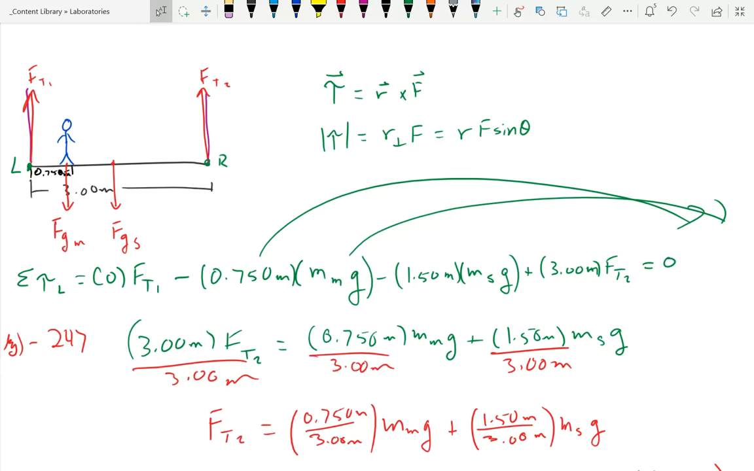And so that's 0 times force tension 1. And then you just add it all together. Yes. So the next one came at 0.750. So 0.750 times a minus sign because of direction. Next one was at 1.5 meters, minus sign because of direction. Next one at 3 meters, plus sign because of direction.